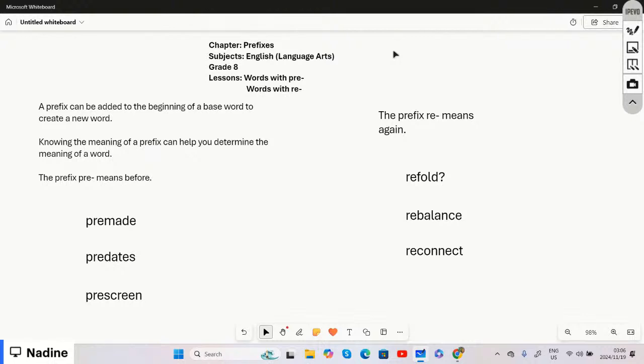Grade 8. And the lessons that we are going to be focusing on under the chapter of prefixes are words with pre and words with re. And those are our lessons for today. Words with pre and words with re.